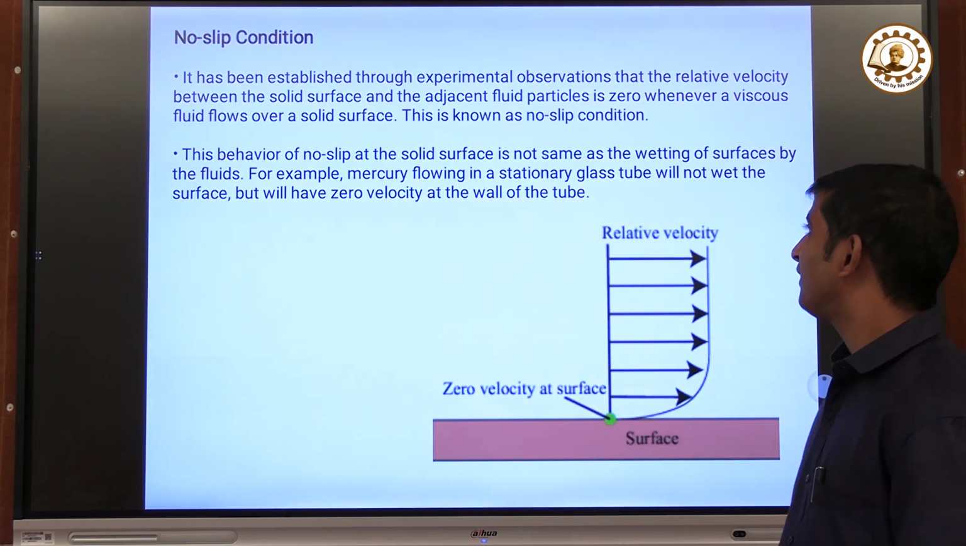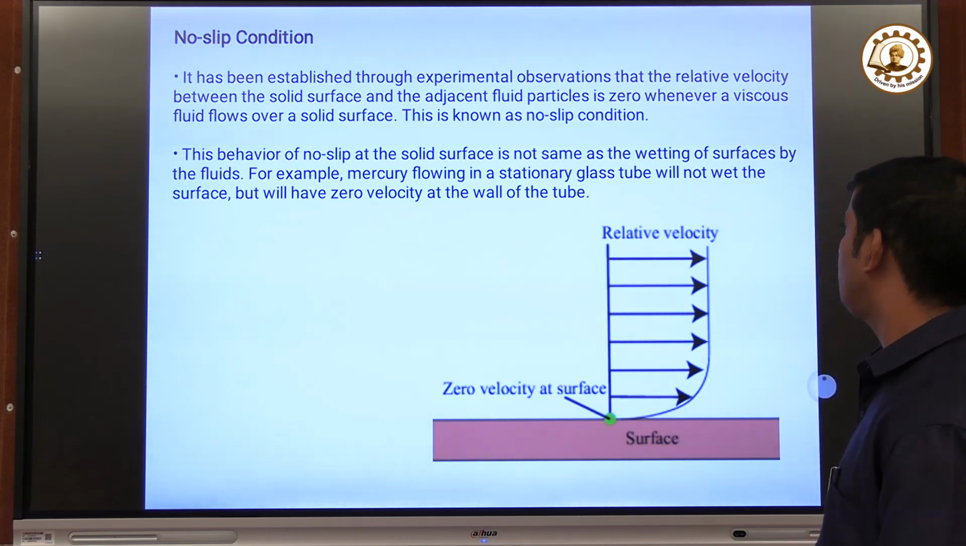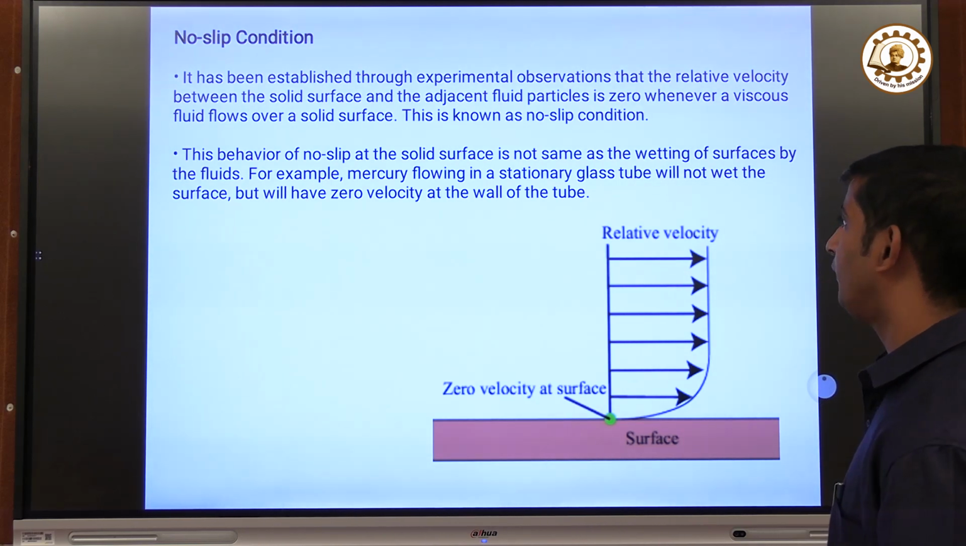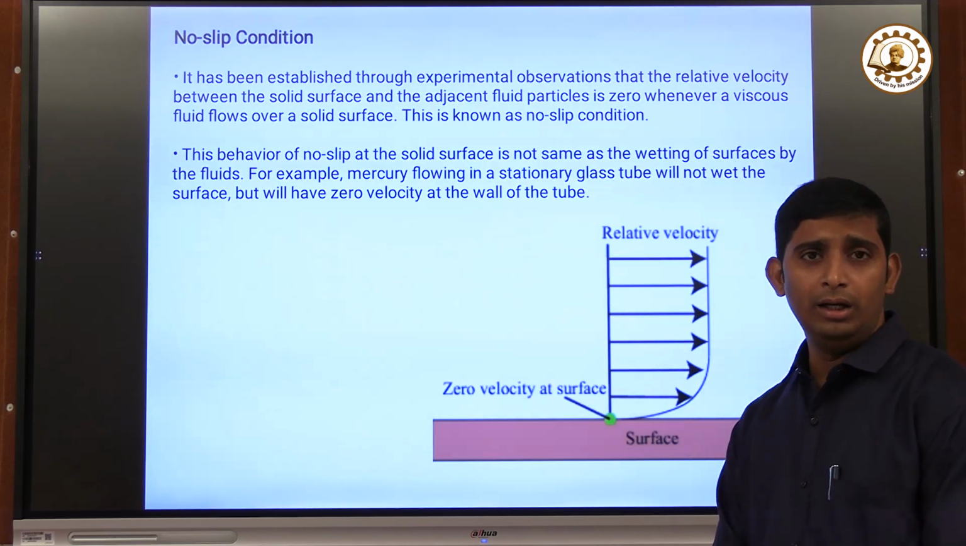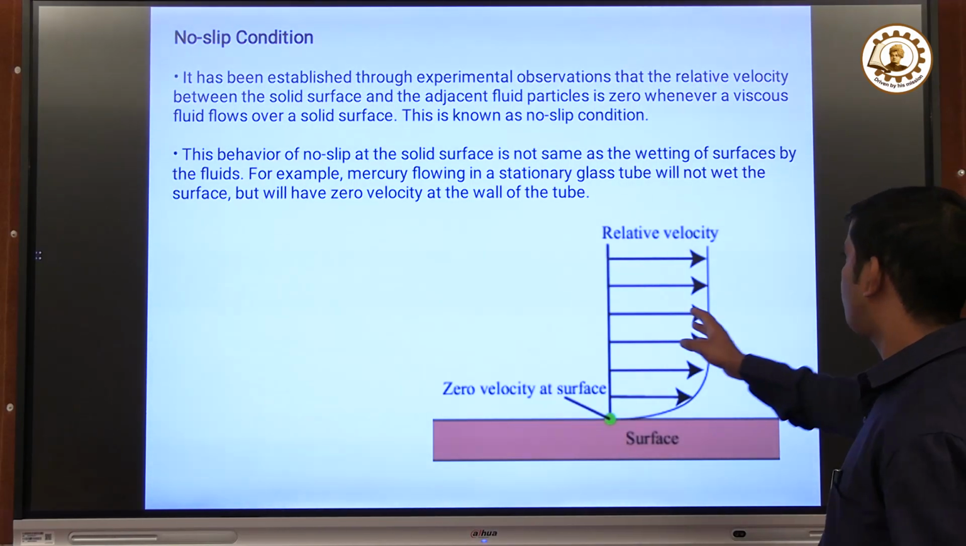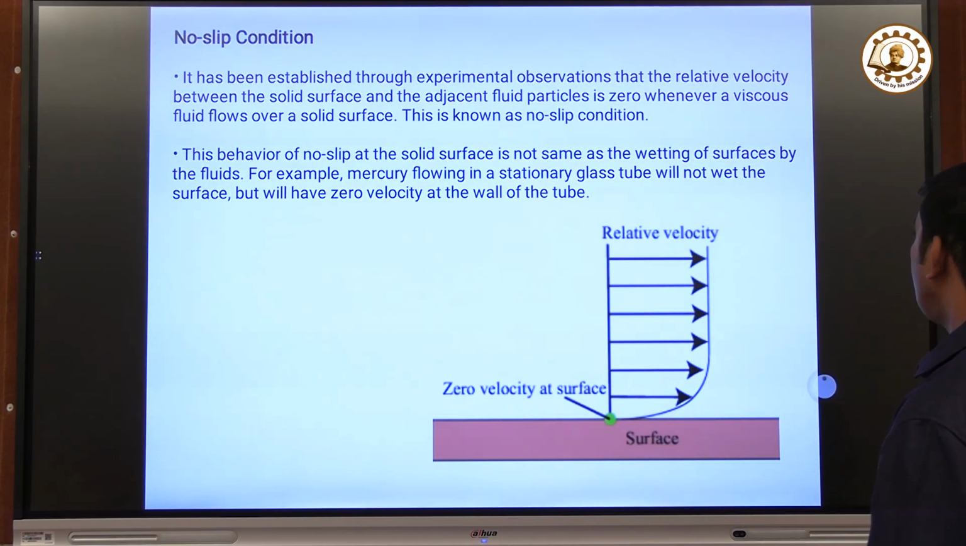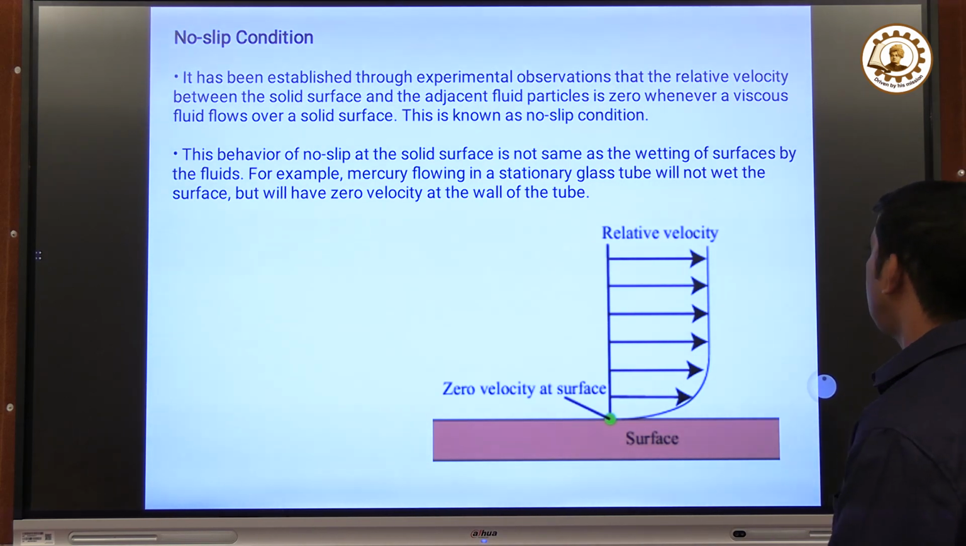For example, mercury flowing in a stationary glass tube will not wet the surface but will have zero velocity at the wall of the tube. You can also understand by this figure. If you see, the velocity of the upper layer is more, then the adjacent layer has less than the upper layer, and then the subsequent lower layer has less velocity.